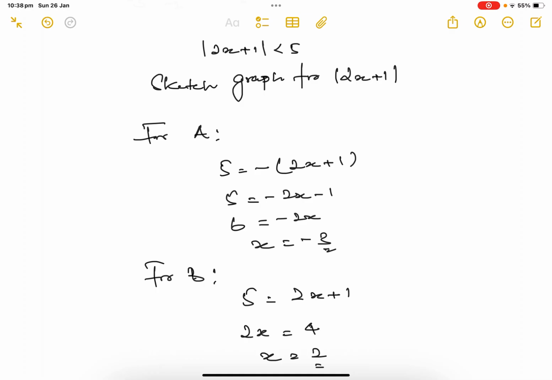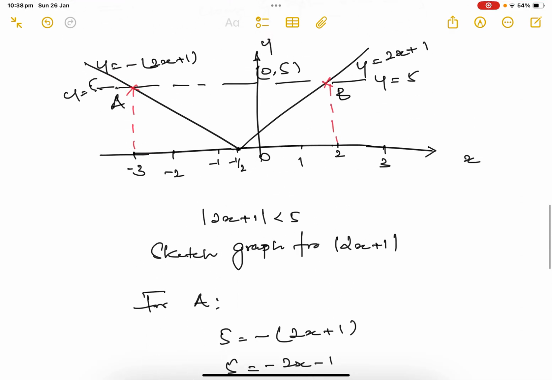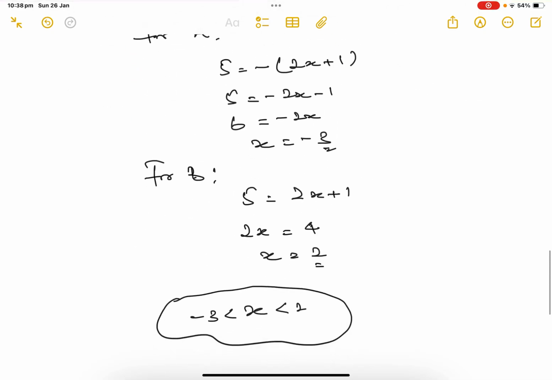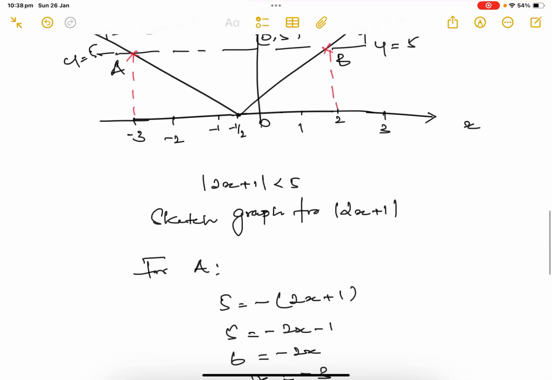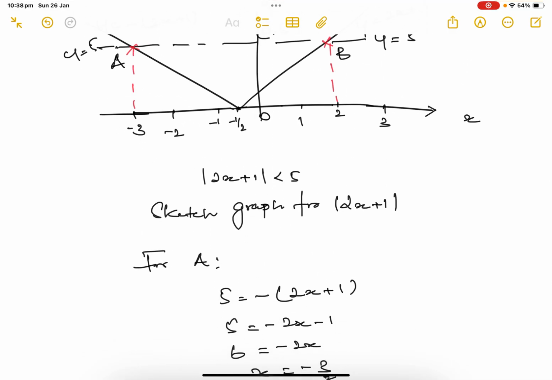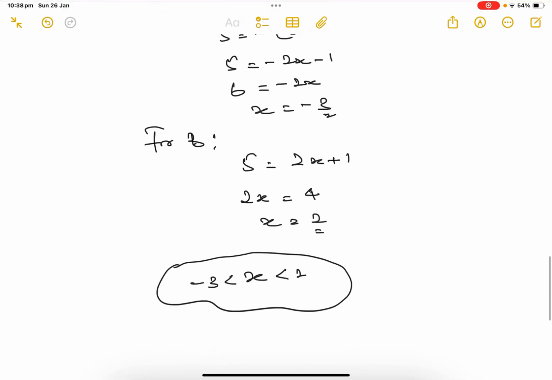5 equals minus 2x plus 1, that is 5 equals minus 2x minus 1. Bring that minus 1 to the other side: 6 equals minus 2x, so x equals minus 3. So it actually cuts at minus 3. I constructed down to meet the x-axis, which is minus 3. And then to find B, 5 equals 2x plus 1. So 5 minus 1 is 4, 2x equals 4, x equals 2. Again constructing from B, it cuts at 2. So the range for x is between minus 3 and 2.